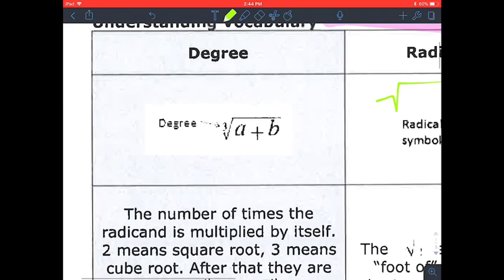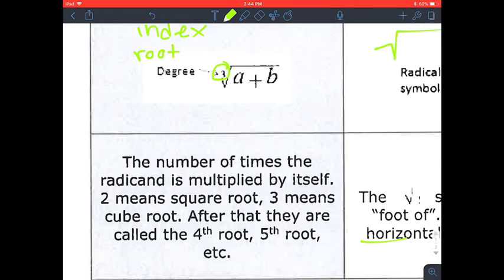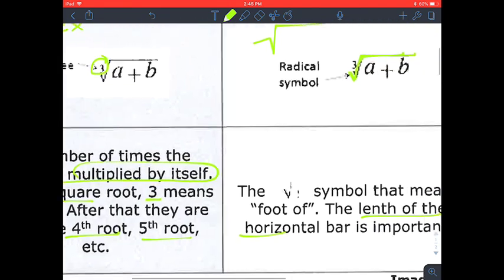With degree, it's got a few different names. They call it degree, they call it an index, or sometimes they'll call it the root number. All of those things are the same. Basically, it's saying that that's a degree of 3, so we would call it a cube root. It's the number of times that the radicand is multiplied by itself. And so if I have 2, it means I have a square root. 3 is a cube root. After that, they just call it 4th root, 5th root, 6th root, 7th root, and so on.